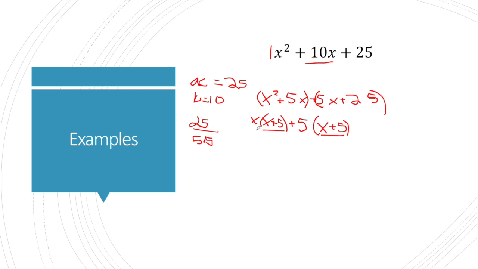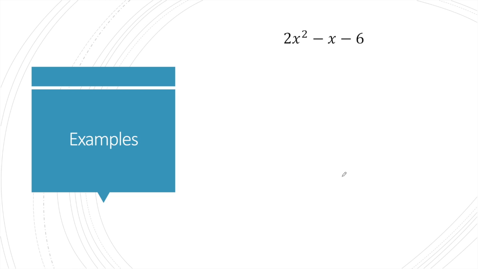So I collect my greatest common factors and I'm left with x plus 5 times x plus 5. Oh, look, these are the same. I can rewrite this as x plus 5 squared. Okay, let's take another example.